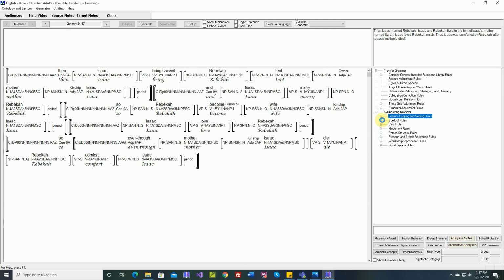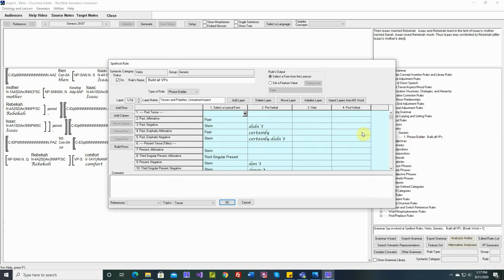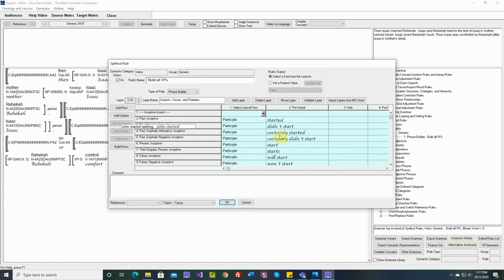Let's go to the spellout rules. These rules provide a lot of morphology. This rule has 16 layers, and each layer has multiple rows. We used to have these constituents inserted by individual rules. For example, one rule would insert the word finish for completive aspect. Another rule would insert not for negative polarity. Another rule would insert certainly for emphatic negative polarity. And then putting all those constituents in order in the verb phrase was extremely difficult.